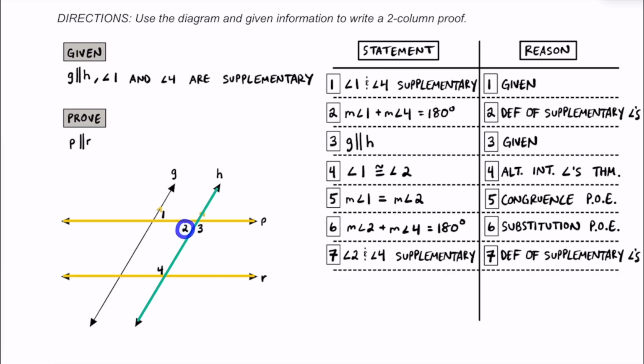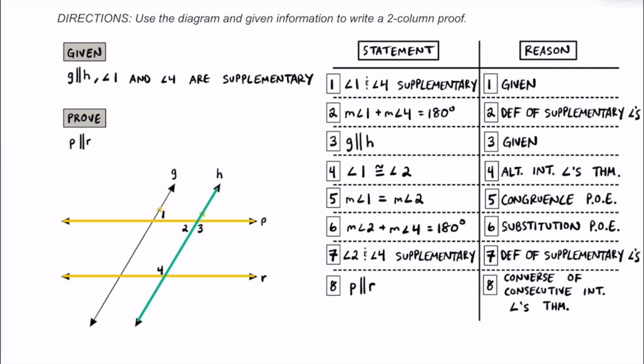Now notice that angle 2 and angle 4 are consecutive interior angles, and if they are supplementary, then lines P and R must be parallel. So for our eighth and final statement, we're going to say that line P is parallel to line R, and we can say this by the converse of the consecutive interior angles theorem.